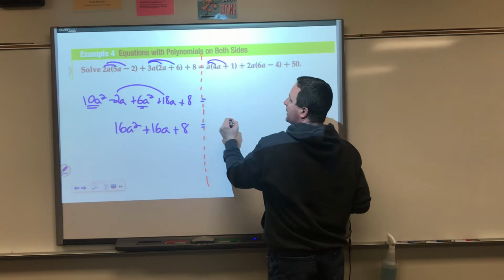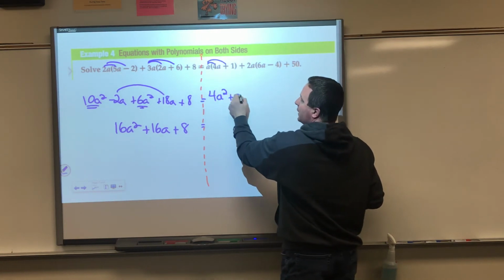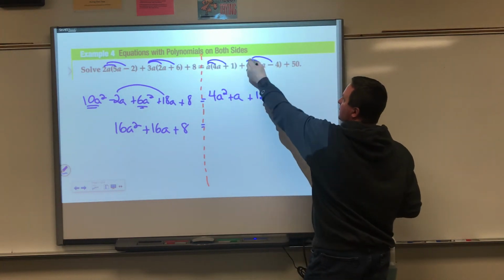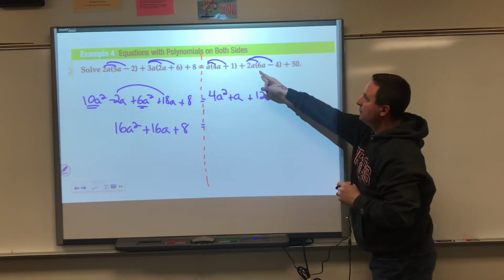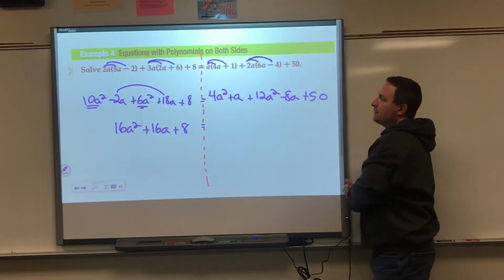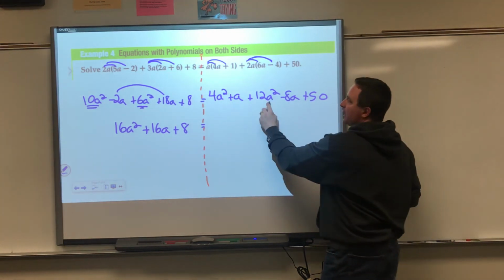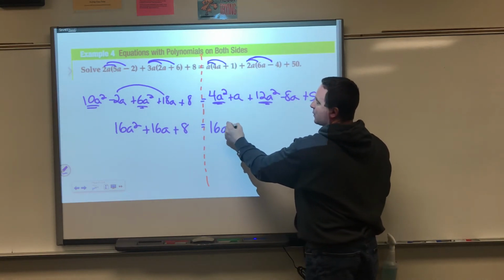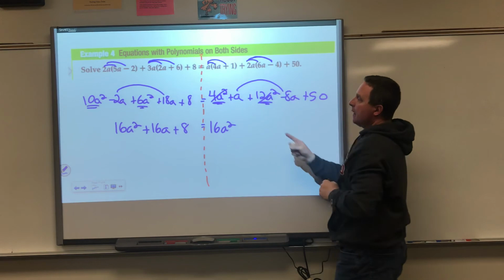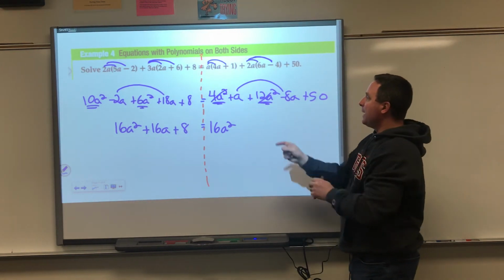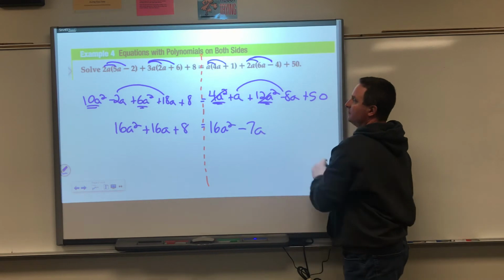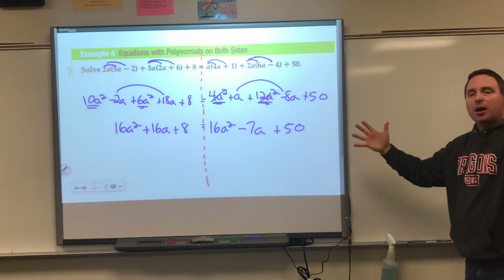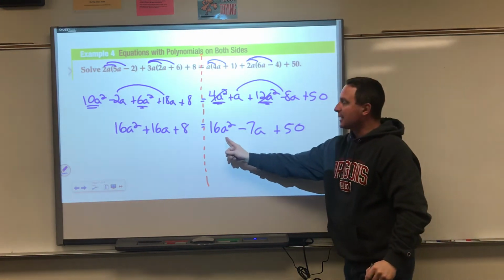Let's do the same thing here on the right. I'm going to get 4a squared plus a plus 12a squared minus 8a. 2 times 4 is 8 plus 50. Okay, it looks like I have a couple a squareds that I can combine again. 4a squared and 12a squared is 16a squared. The a's I can combine. 1a minus 8a is negative 7a, and then plus 50. Okay, so we're starting out big, we're getting it smaller, we're breaking it down, but that's as much as I can do on that side.